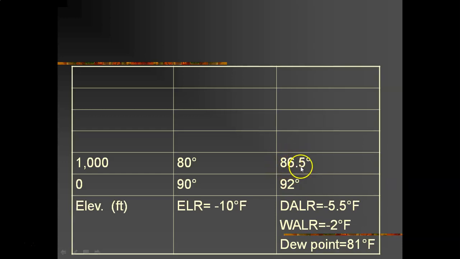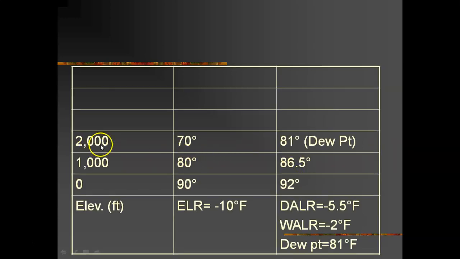And so our bubble of air is definitely warmer than the surrounding air. What does warm air do? It's going to spontaneously rise. All right, let's move on up to 2,000 feet.